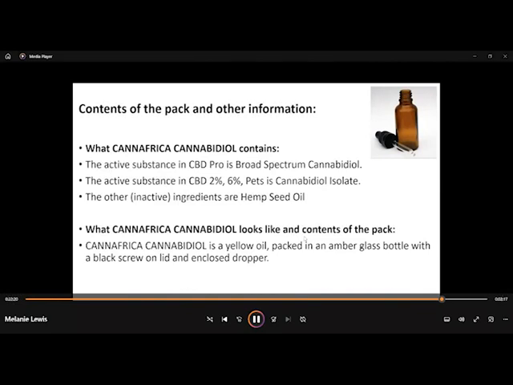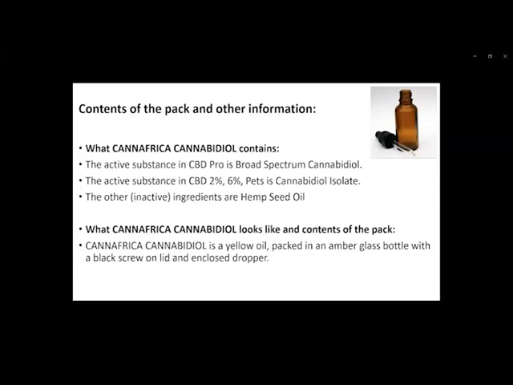The other inactive ingredients are hemp seed oil. Your broad spectrum is hemp seed mixed with a little bit of sunflower oil, so it's a little bit smoother on the tummy. Cannafrica CBD, the look and feel of the product: it's a yellow oil in an amber glass bottle, or a blue bottle for the CBD Pro product. It's got a black screw-on lid with an enclosed dropper.